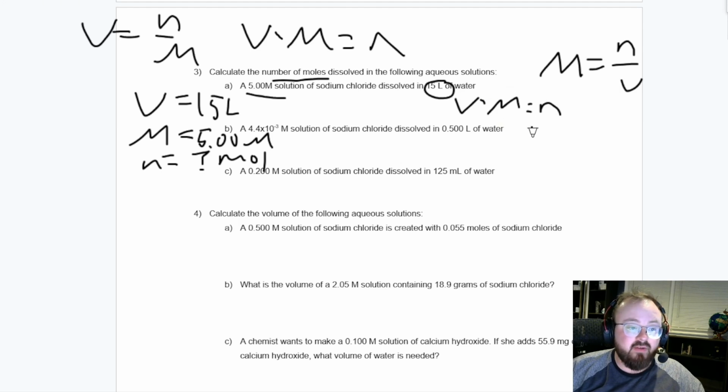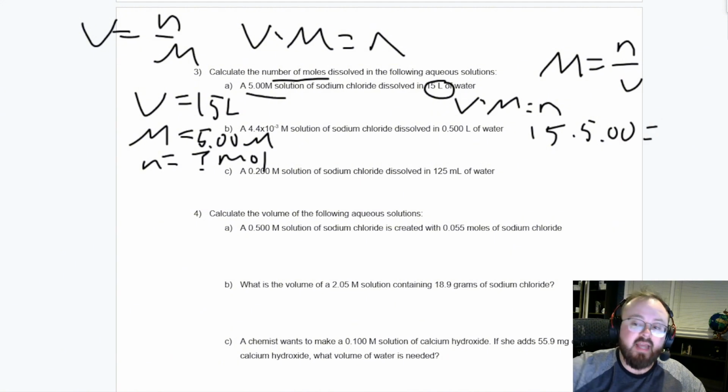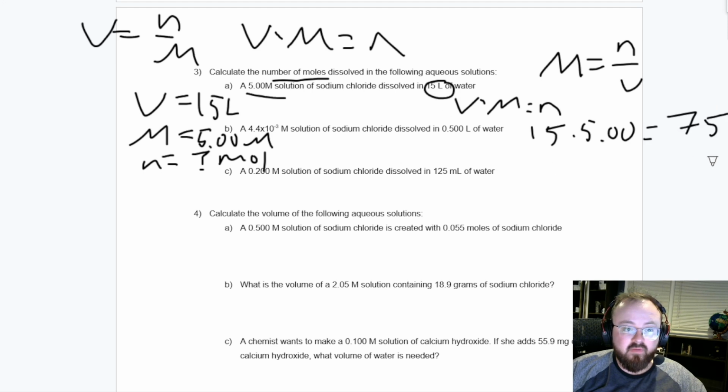Let's plug in those values. 15 times 5.00. We can put that nice and easy into a calculator and get our value. We have 75. We got 2 sig figs on the 15. 75 moles of sodium chloride. That's it. Why do I not need a molar mass here? There's no grams. Molar masses are for grams. I don't want grams. It's not involved here.